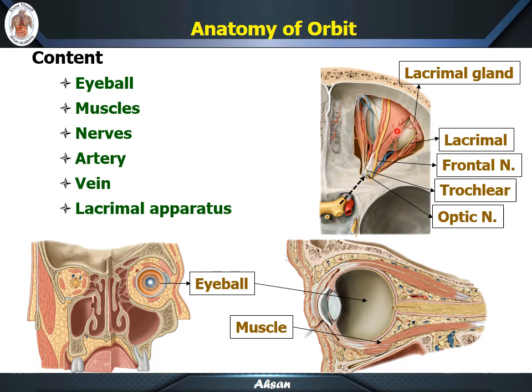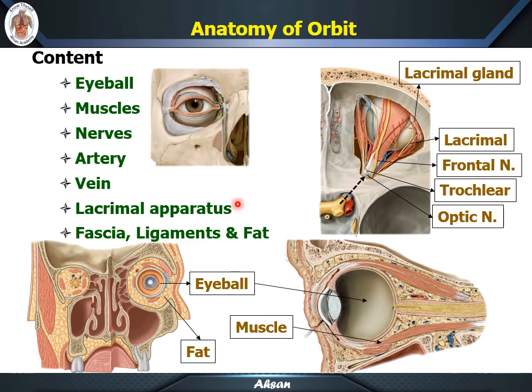are within this orbit. And you can see the fascia covering, and the ligaments are there to hold the eyeball in position, and a large amount of fat fills the rest of the part to keep the eyeball in position and allow the free movement of the eyeball. You can see this is the fascia helping the eye to keep in position. There are some ligaments with this fascia to hold this eyeball in position.